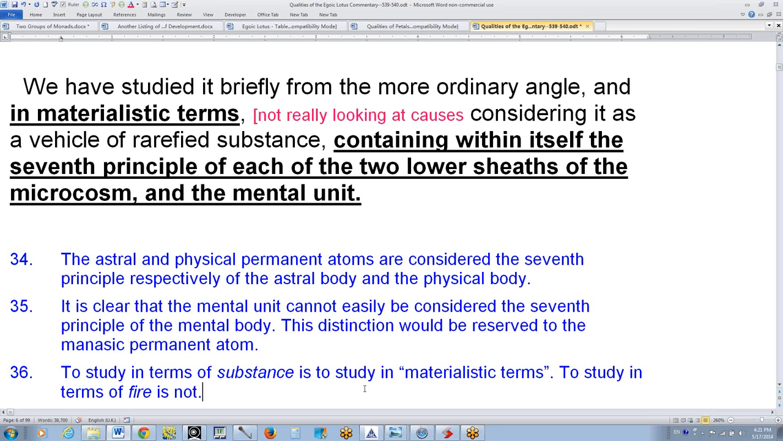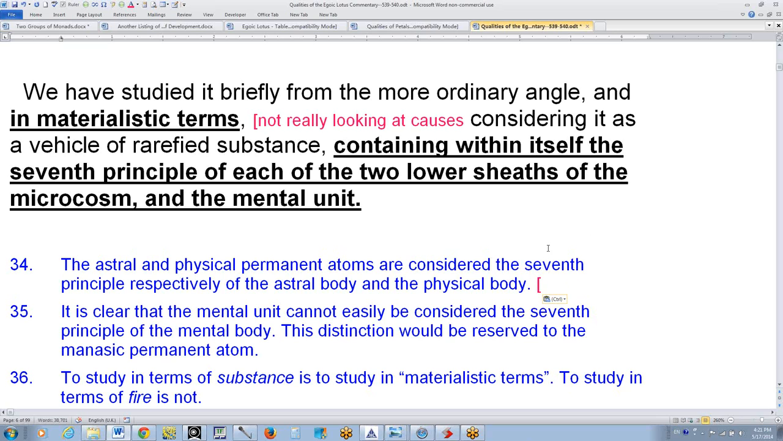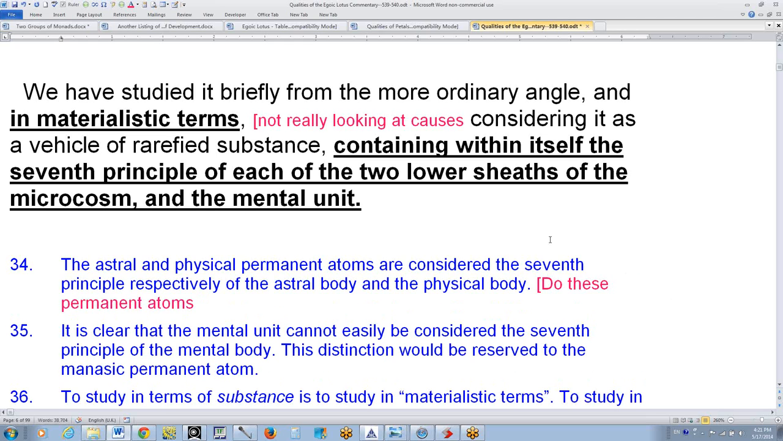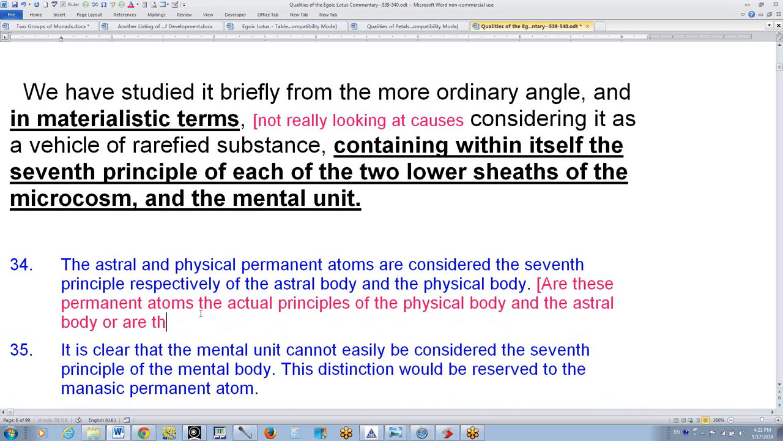Is it the seventh principle itself, or is it the embodiment of the seventh principle? Are these permanent atoms, we'll put it that way, the actual principles of the physical body and the astral body, or are they embodiments of those principles?